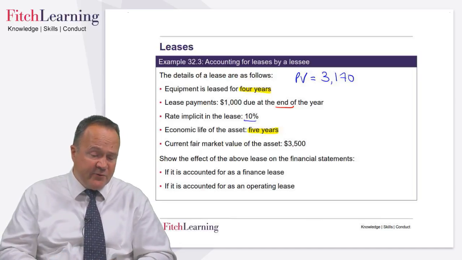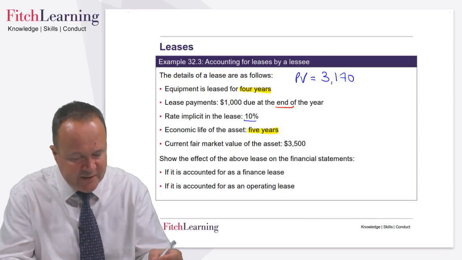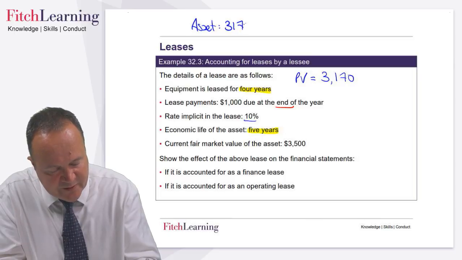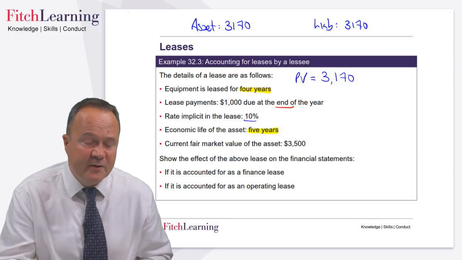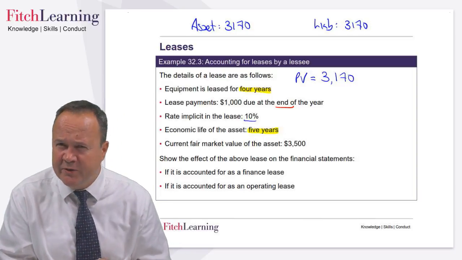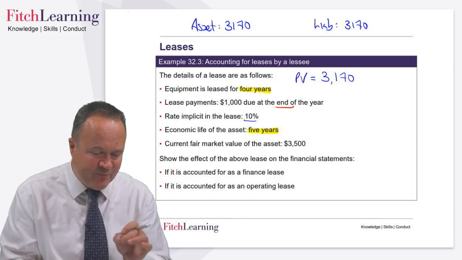The fair value is 3,500, so the lower of those two we're going to put on our balance sheet. So that's easy. We've got an asset on our balance sheet at time 0 of 3,170 and a liability at time 0 of 3,170. Now the liability will amortize down to 0 as per a bond, as we looked at earlier, and the asset will depreciate down. We're going to spread that cost.